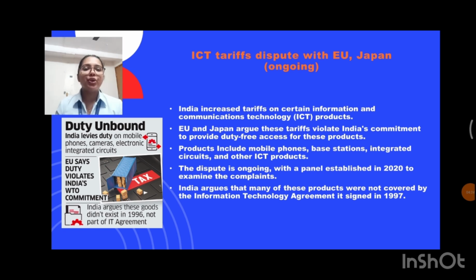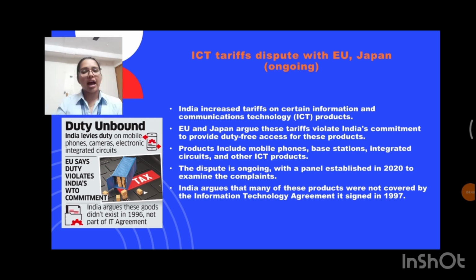So the European Union and Japan have taken this issue to WTO. They argue that by imposing these tariffs, India is violating its commitment to provide duty-free access to such products. This disagreement is not new, it's been going on for some time. In fact, a panel was established in 2020 to examine complaints brought forward by the EU and Japan.